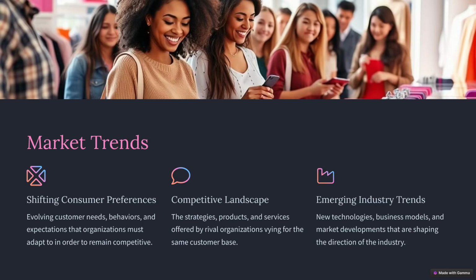competitive. Competitive landscape: the strategies, products, and services offered by rival organizations vying for the same customer base. Emerging industry trends: new technologies, business models, and market developments that are shaping the direction of the industry.